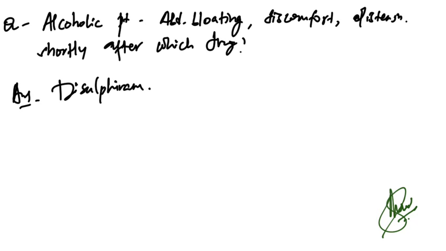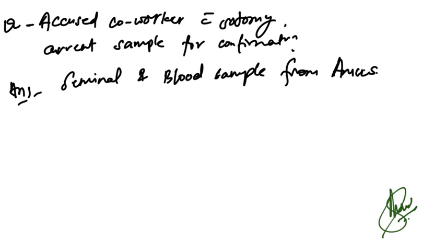Now alcoholic patient, just after taking which drug will the patient have abdominal bloating, discomfort, distension, and shortly after which drug? So this is disulfiram. This is the correct answer. Now accused co-worker of sodomy. So what sample is needed for confirmation? So seminal and blood samples from the anus will be taken for confirmation.